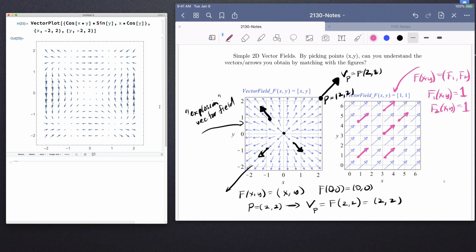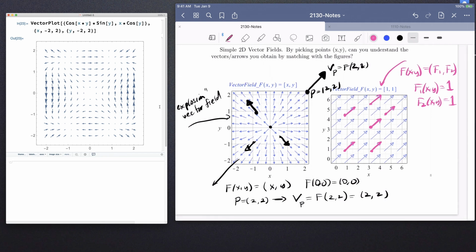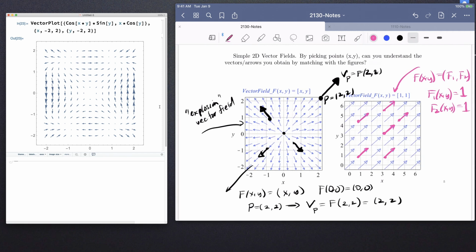Okay, so it is these vector fields that are going to serve as the basis for all the types of integrals that we are going to look at in the next couple videos and the next week. So ends our introductory video on vector fields.